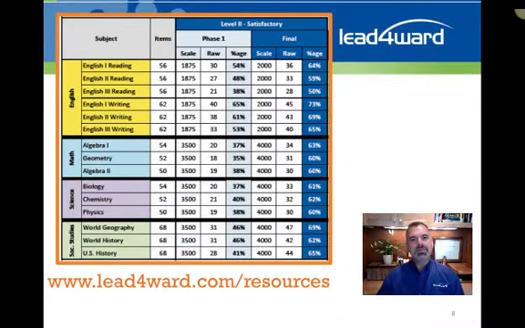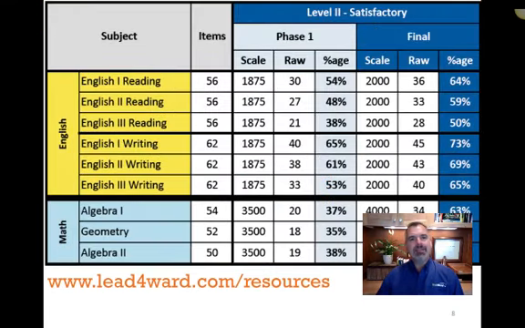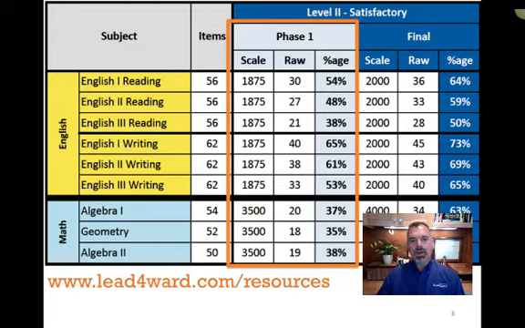Let's look at Level 2 satisfactory performance, Phase 1, and final. Now, I've edited this chart. The whole chart is available for you at lead4ward.com/resources, but I've narrowed it down so we can illustrate some points here. Let's look at Phase 1 satisfactory performance for English and for math. We can see that in order to meet Level 2, Phase 1, a student has to achieve a scale score of 1875 in English 1 reading and an 1875 in English 1 writing, or a 3500 in Algebra 1.